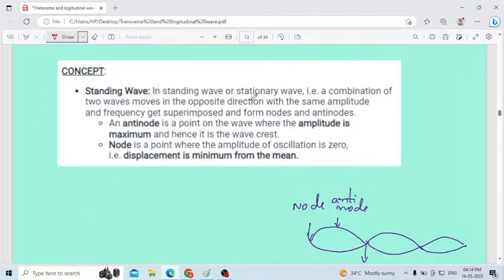In a standing wave or stationary wave, a combination of two waves moves in the opposite direction with the same amplitude and same frequency. When two waves are moving in opposite directions, having the same amplitude and frequency, they get superimposed. One wave is coming in this direction, another wave is coming in the opposite direction, frequency is the same, amplitude is the same, they overlap, then form nodes and antinodes.